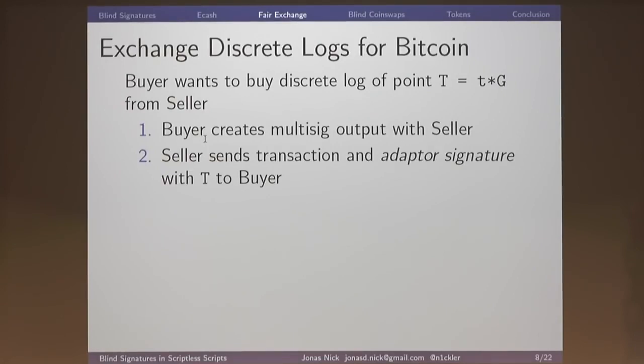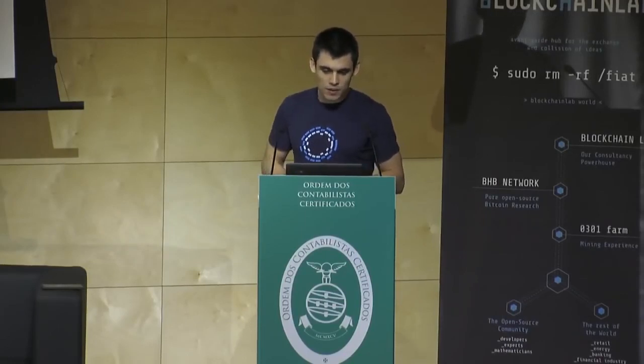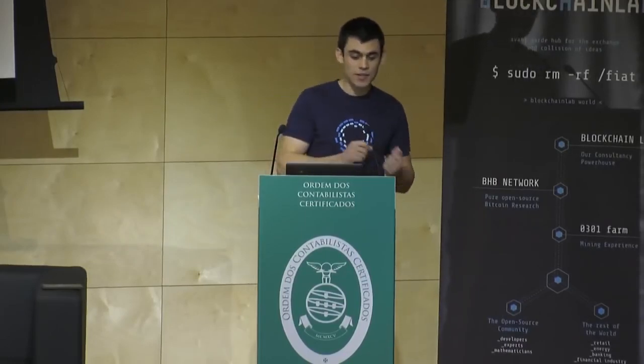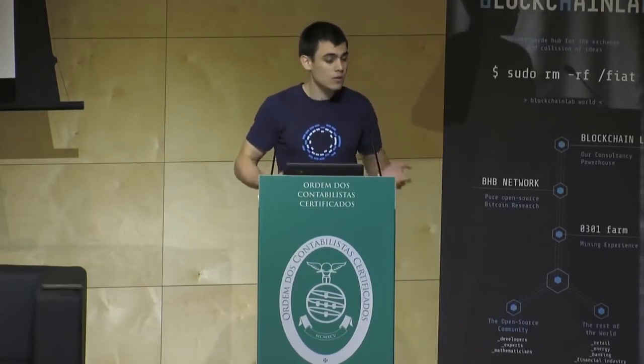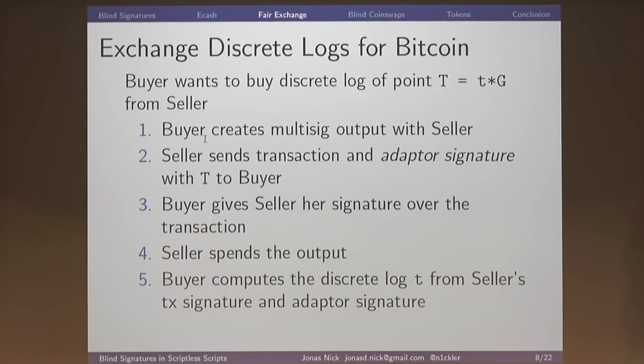And I don't want to get into what exactly the adaptor signature looks like. You can Google scriptless scripts or look in the references I've included at the end of this talk. But we see what this is used for in a moment. So the buyer gives the seller now her signature over this transaction. So now the seller can spend the output using the transaction that was already signed by the buyer. And by doing that, the buyer learns the actual signature over the transaction from the seller, and using the adaptor signature can now compute the discrete logarithm of t.